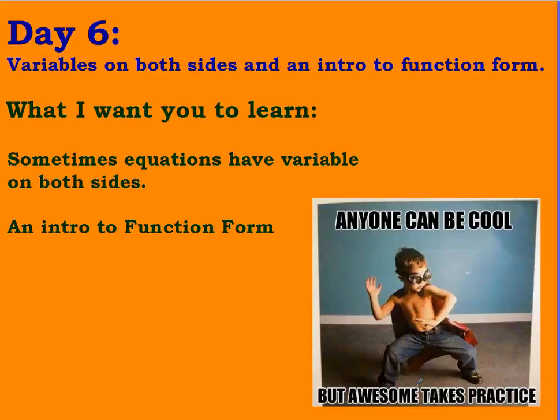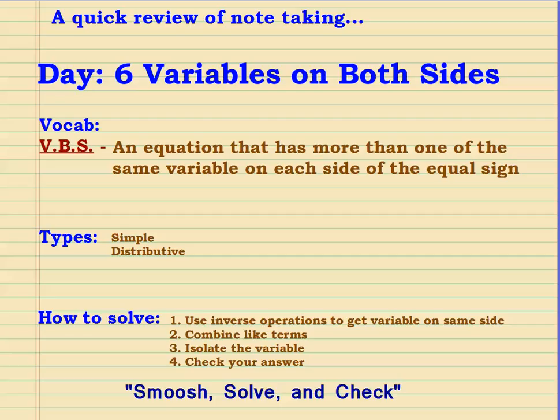Alright guys, today we're going to work on variables on both sides of an equation, and I'm going to give you an introduction to function form. So what I want you to learn is that sometimes equations have variables on both sides, and our notes are right here. Variables on both sides means an equation has one or more than one of the same variable on each side of the equal sign. I'm going to talk about two different types, simple and distributive, and give you a few examples on those.